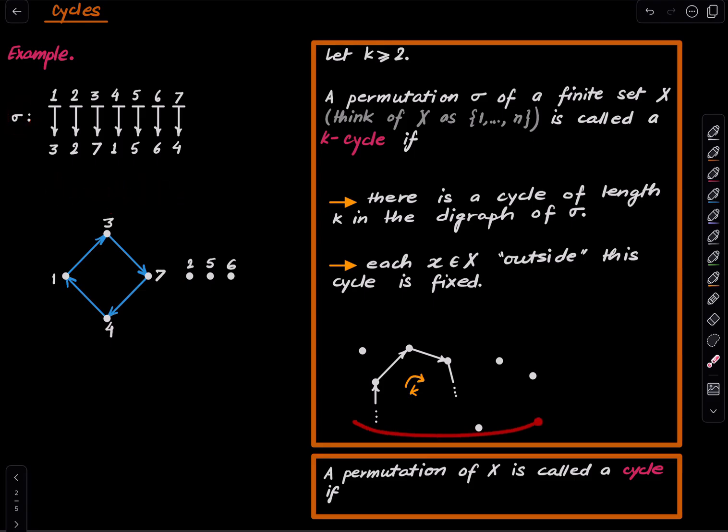Here is a general picture, if that makes sense. We say that a permutation of a finite set X, or any set X, is called a cycle if it is a K cycle for some K. So, a very simple definition. And now let us proceed.